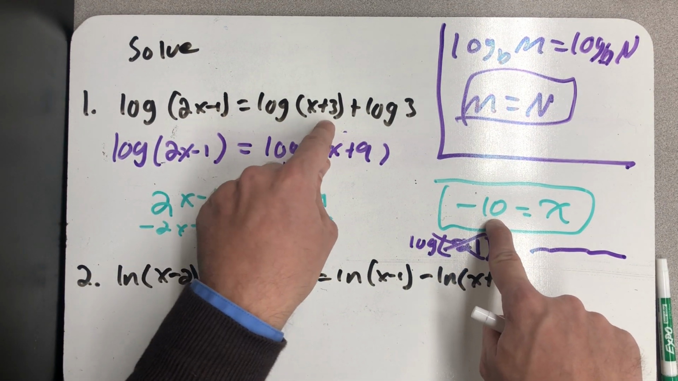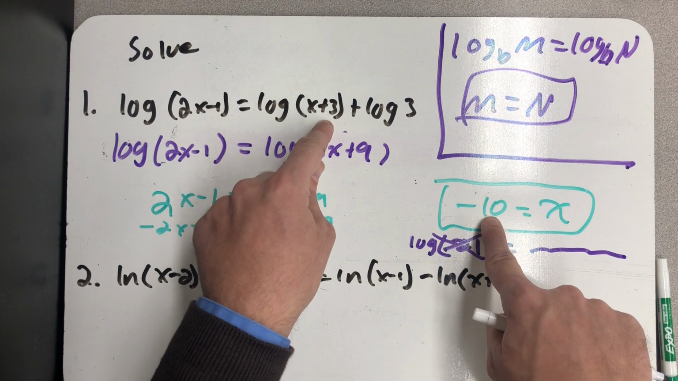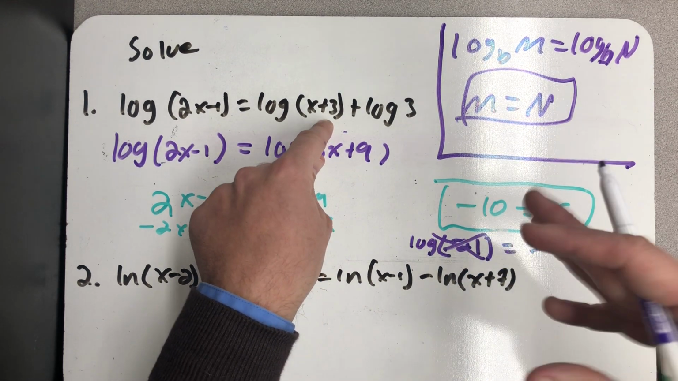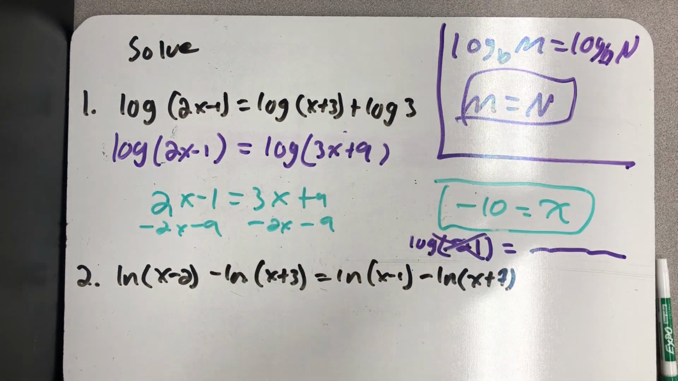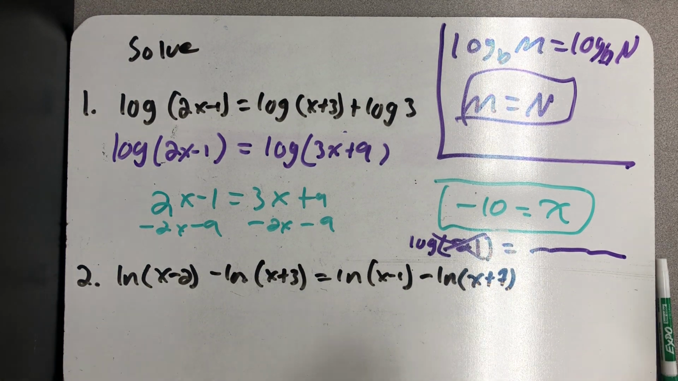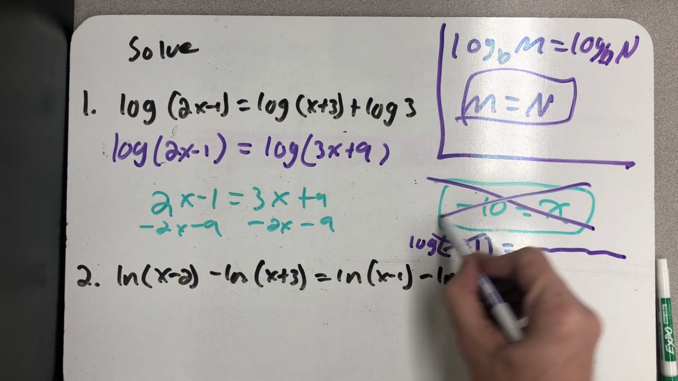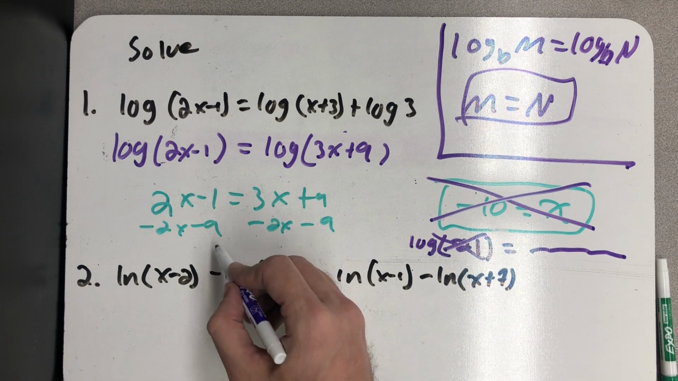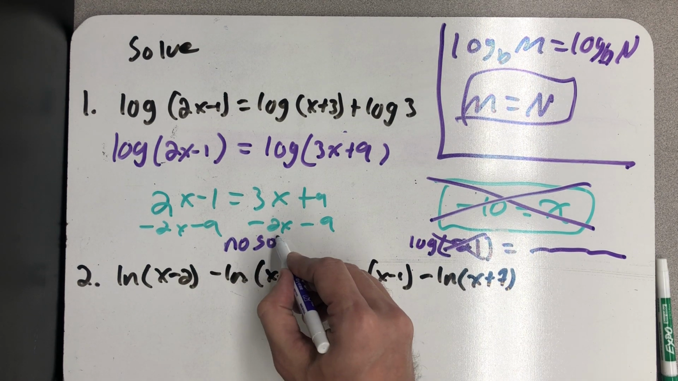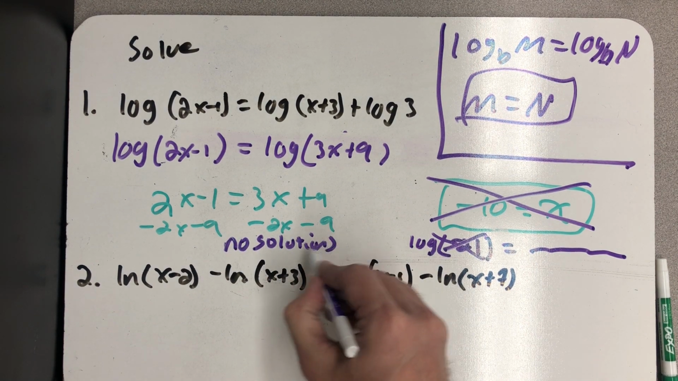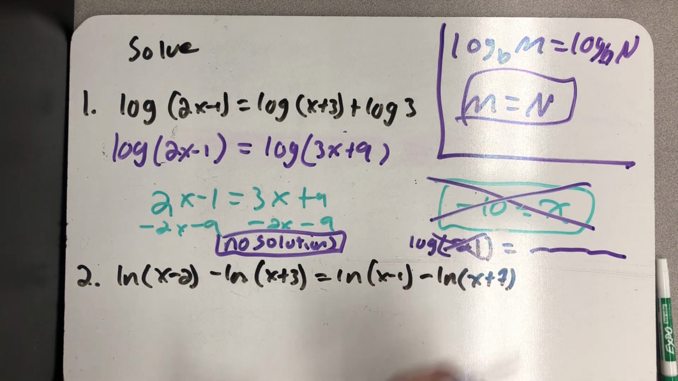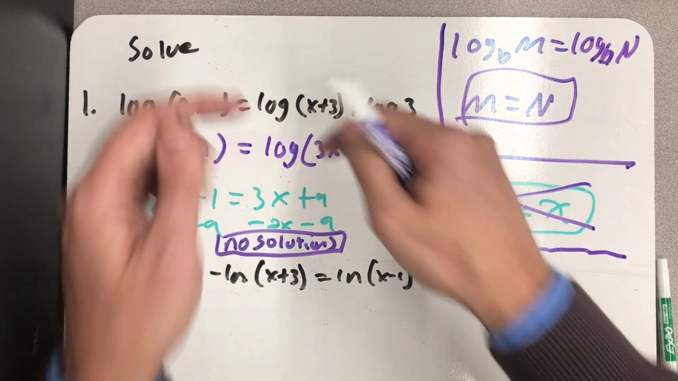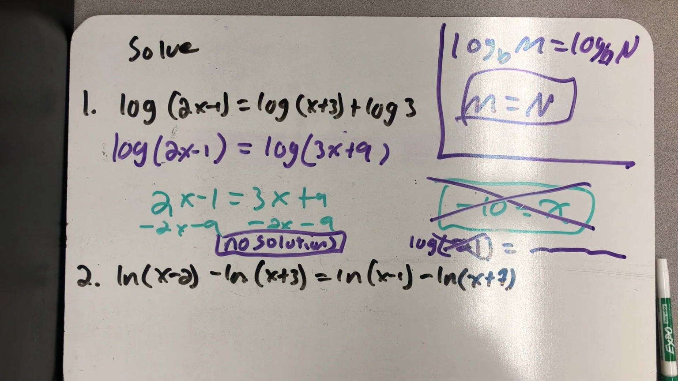It's also not in the domain of this side either, right? Minus 10 plus 3 would be minus 7. It's not quite as far away from 0 as minus 10, but it's still less than 0. So that can't actually be a solution. So this one has no solutions. And that's my final answer, because when I went to check my answer, I got something less than 0 on the inside of at least one of those logarithms.